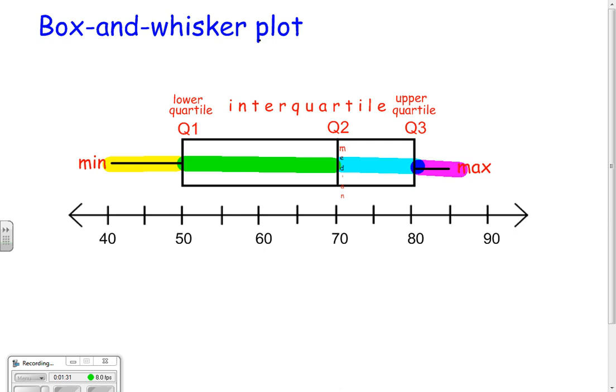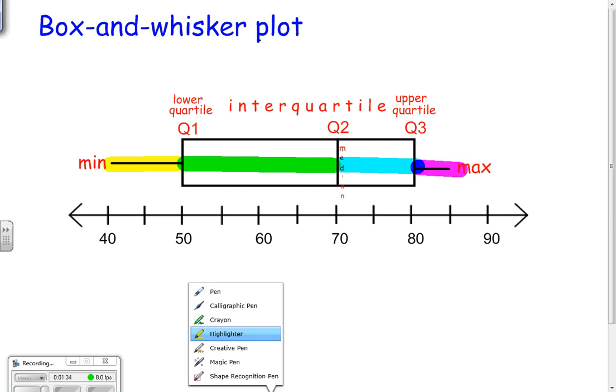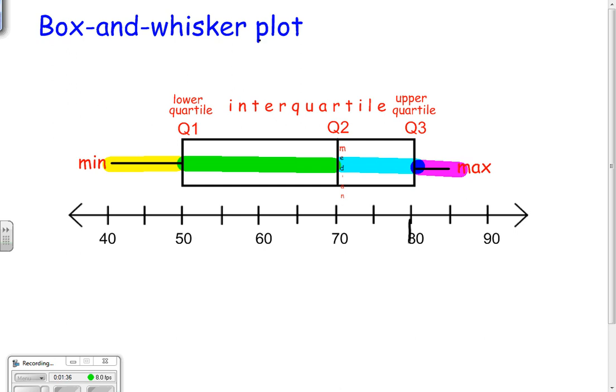The interquartile range is Q3 minus Q1. So in this question, Q3 would be 80 and Q1 would be 50. So the interquartile range would be 30 because 80 minus 50 is 30.